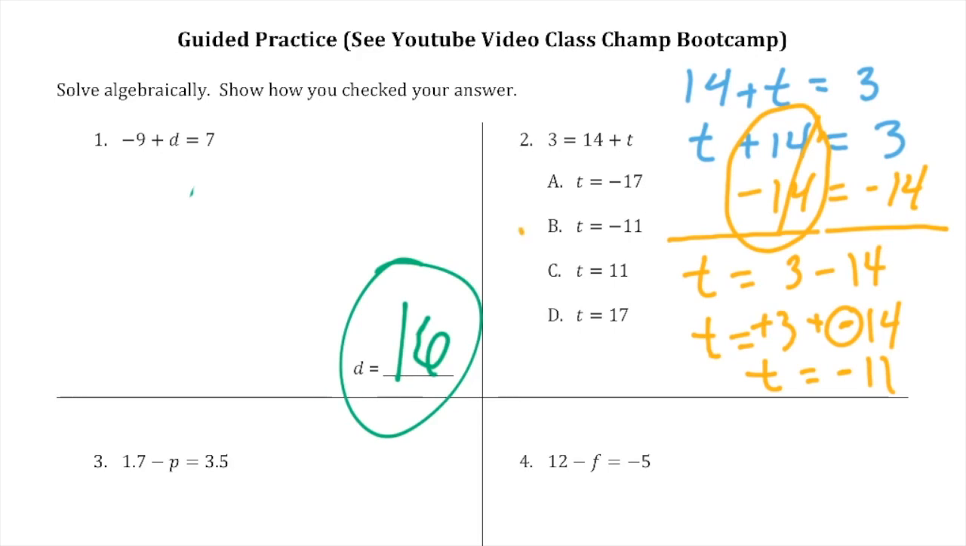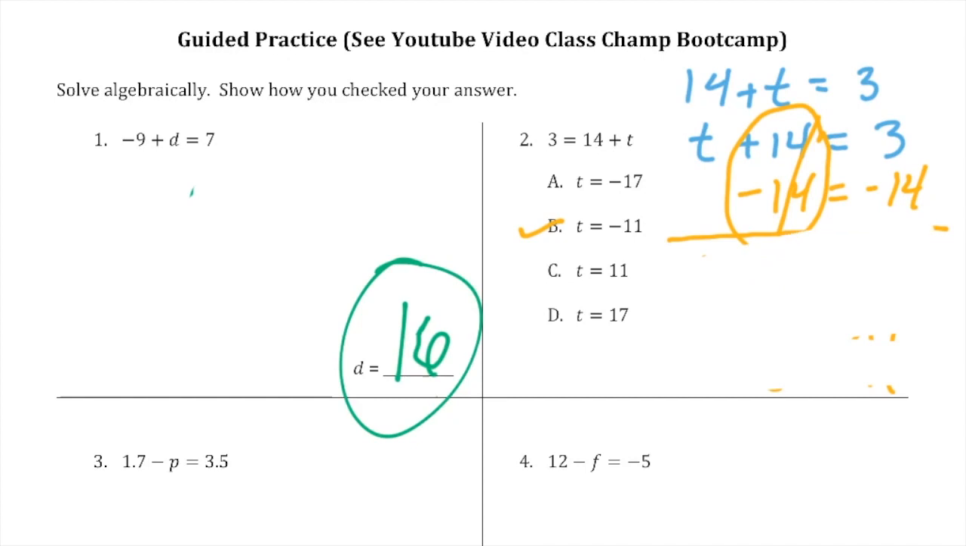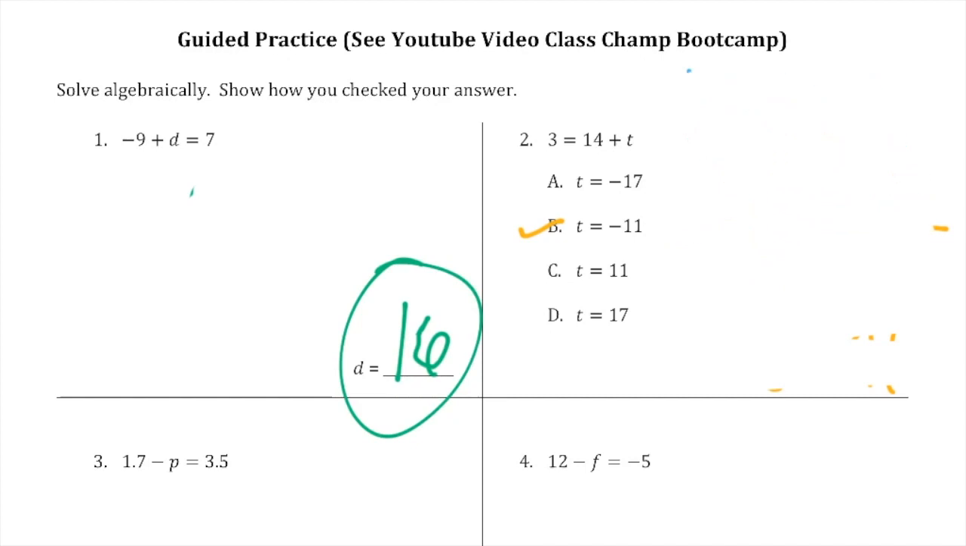We do see the solution here for B, but before I select B as my answer, I still need to check my work. So let me erase this. So I start off by writing the original equation, 3 is equal to 14 plus t. I am then going to define my variable, t is equal to negative 11. And then I'm simply going to replace or substitute t for negative 11.